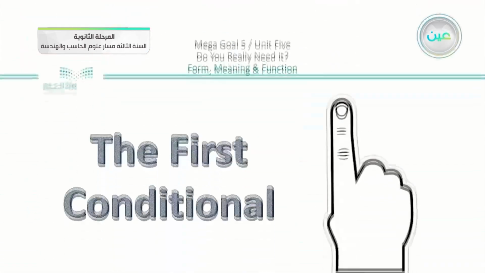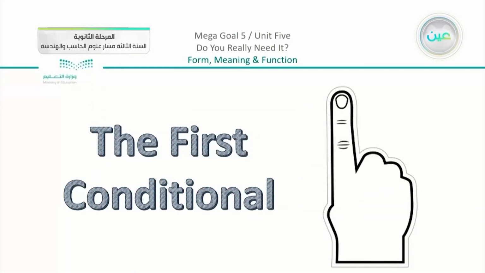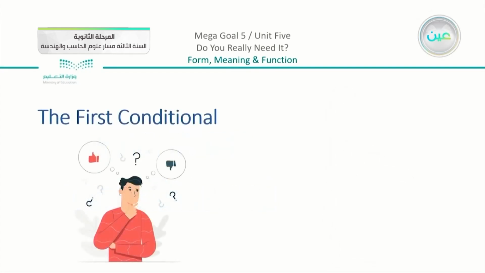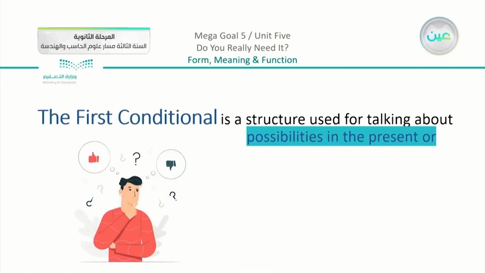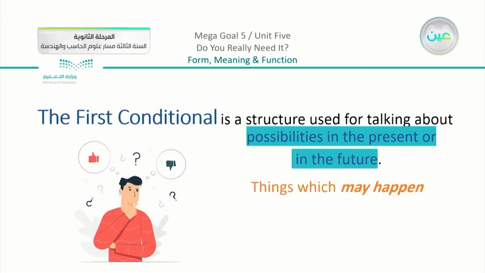Now moving on, we have the second type. We talked about the zero conditional, and you can see here that we have the first conditional. The first conditional is a structure used for talking about possibilities in the present or in the future. So we can give this possibility in the present, or it can be concerning something in the future. Now put in mind that there are possibilities. So we are talking about things that may happen. They may happen, they may not.